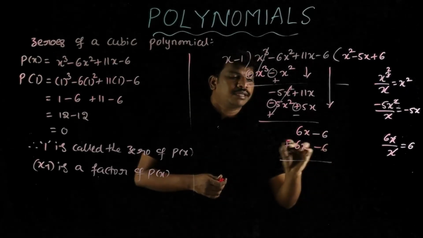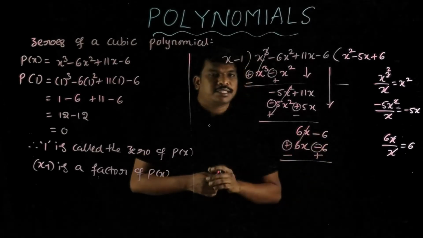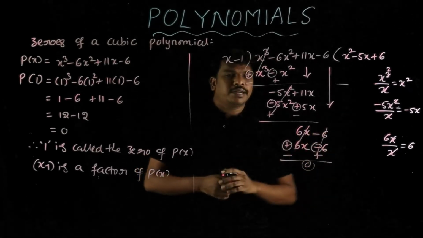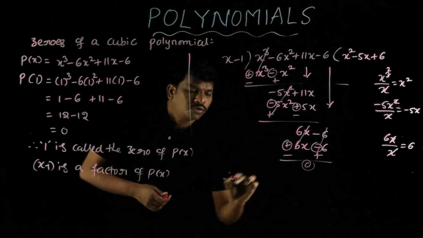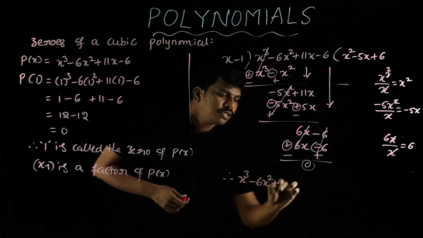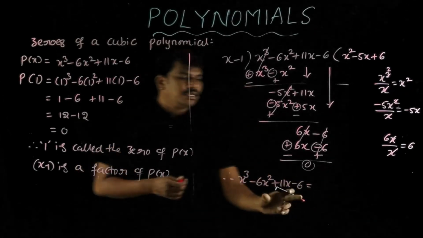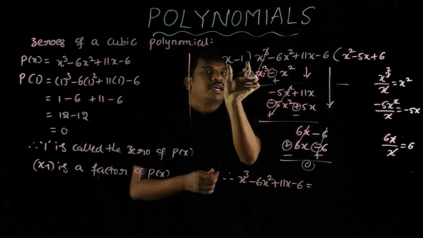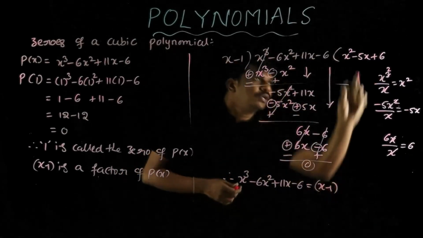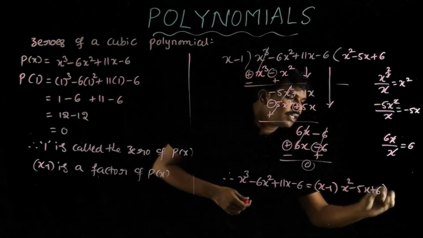By subtracting, plus becomes minus, minus becomes plus. Plus 6x minus 6x will get cancelled. Minus 6 plus 6 will get cancelled. And the remainder is 0. Therefore, the given polynomial x cube minus 6x square plus 11x minus 6, that is nothing but our dividend, is equal to the product of the divisor and the quotient. That means x minus 1 into x square minus 5x plus 6.